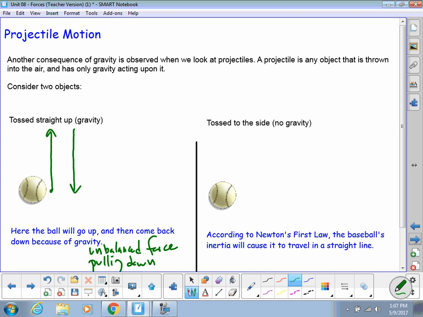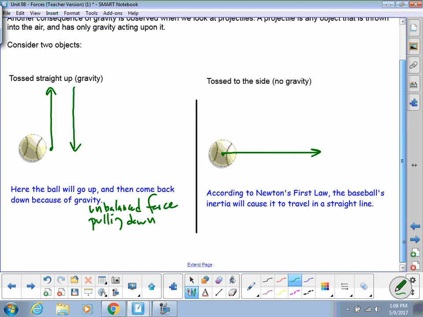In the second scenario, we have an object that's going to be tossed to the side. And let's say it's somewhere in outer space, so that there's no gravity acting on it. The motion of the ball would be to just travel in a straight line to the right, because according to Newton's first law, the baseball's inertia would cause it to travel in a straight line. An object in motion at a constant velocity will remain at constant velocity unless acted upon by an unbalanced force. So if we toss the ball straight up, it'll accelerate to a stop, and accelerate speeding up, coming back down because of gravity. If we had a ball that had no forces acting on it as it traveled through space, it would just continue to travel in a straight line.